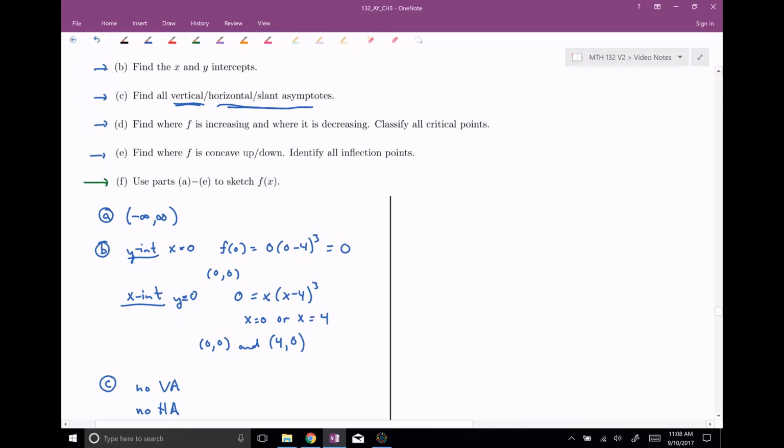How about part D? Figure out where f is increasing and where it is decreasing. Classify all the critical points. Are they local minimums? Are they local maximums? Are they neither? We want to classify these things.